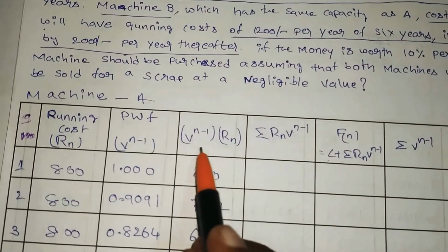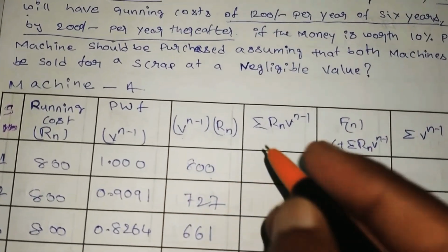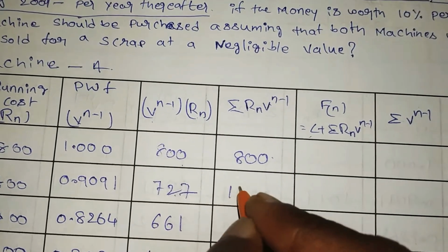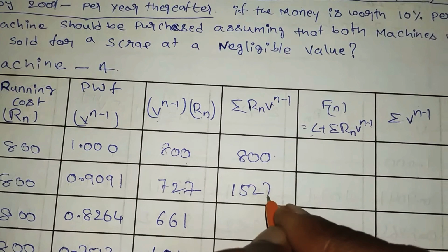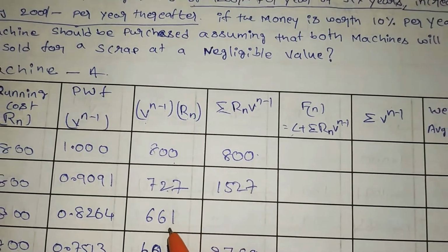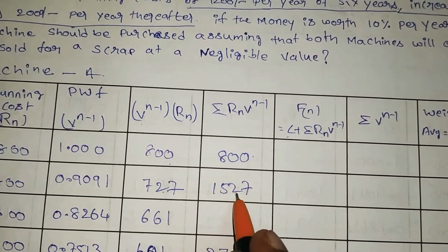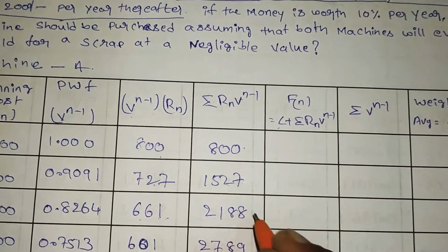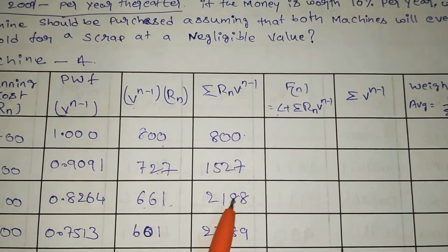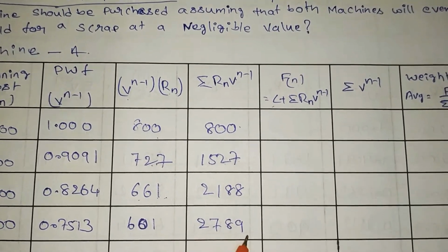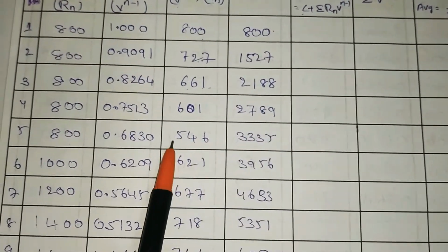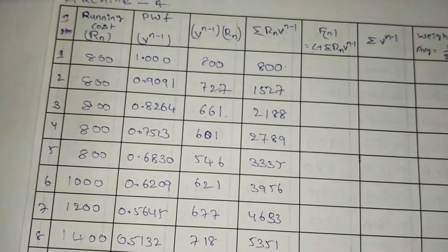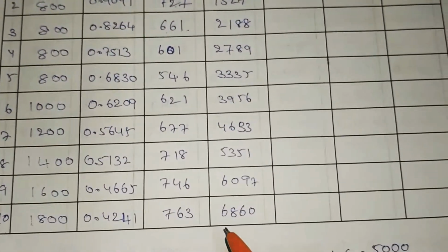Next, we are going to discuss the fifth column, the summation of r v power n minus 1. 800, 800 plus 727 is 1527. 1527 plus 661 is 2188. 2188 plus 601 is 2789. 2789 plus 567 is 3356. Similarly, add these, and the final sum is 6860.